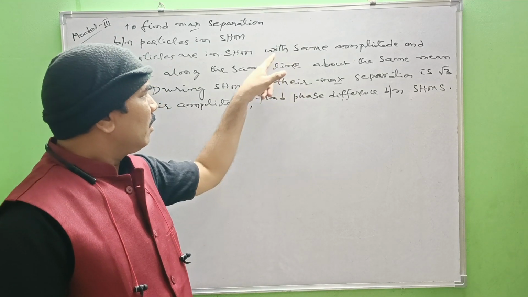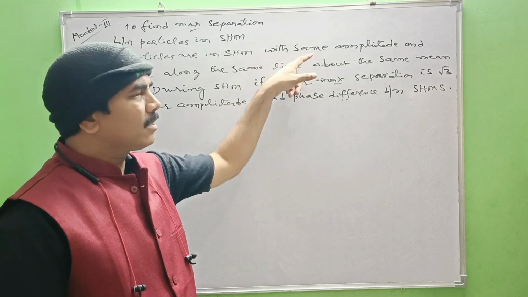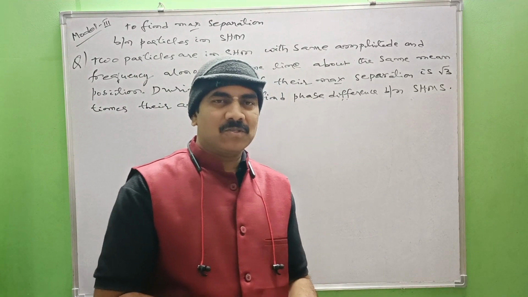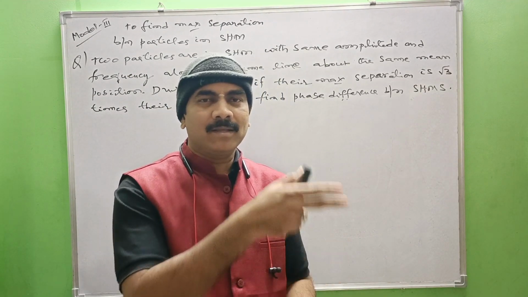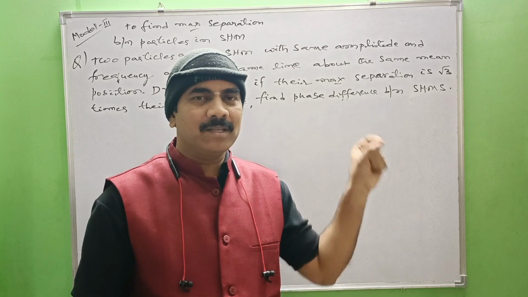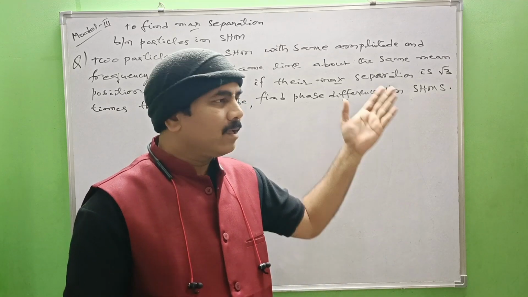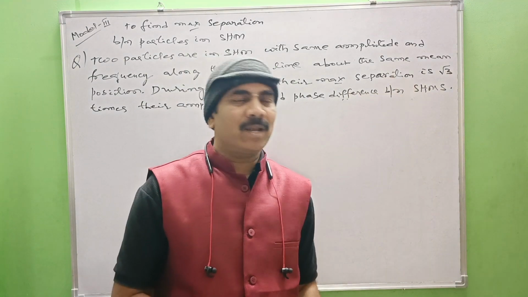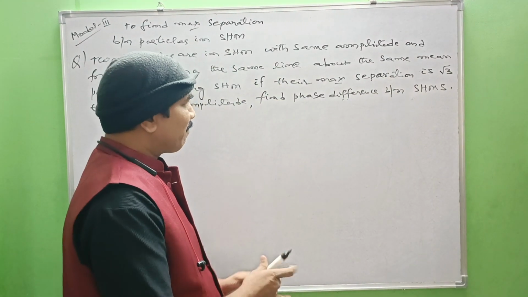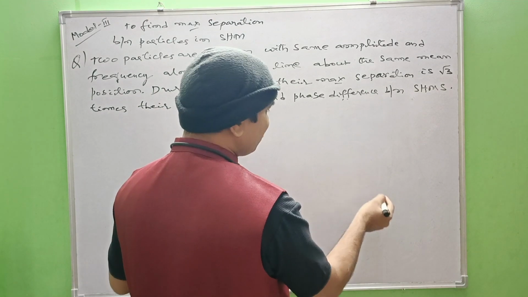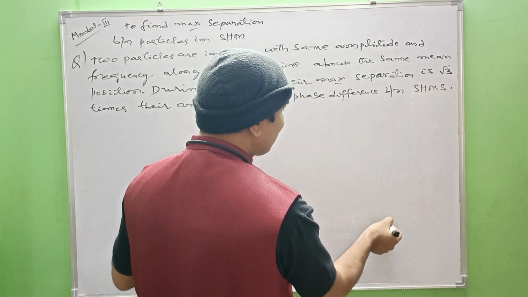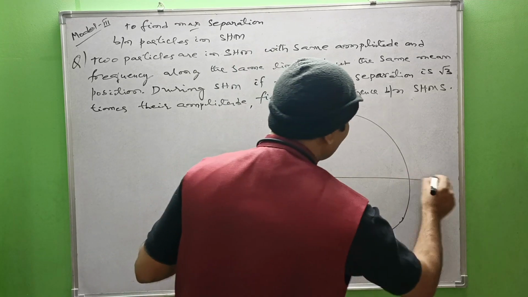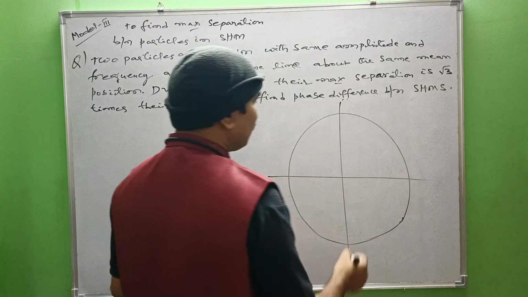Here, the motion of the particles can be taken as uniform circular motion so that their projections are in to and fro motion about a fixed center. So here we can take the oscillations of the projection as simple harmonic. Here I am representing the motion of the two particles in uniform circular motion like this, in the xy plane.